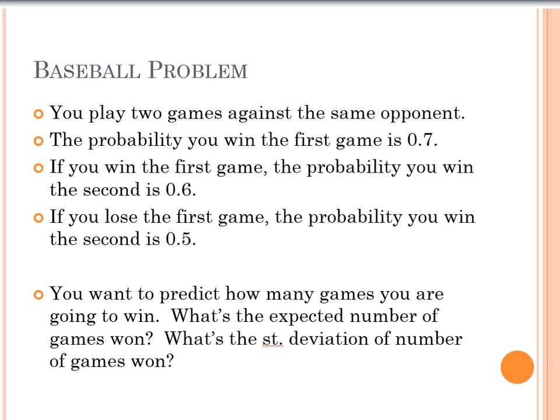Let's start by looking at this problem in which we play a doubleheader of baseball and we want to predict how many games we're going to win. Based on past experience of playing this opponent, we came up with some probabilities. So for the first game, your probability of winning is 0.7. And then the probability of winning the second game is dependent upon how you do in the first game. If you win the first game, the probability you win the second is 0.6. If you lose the first game, the probability you win the second is 0.5. So these are dependent events, and we need to take that into consideration when we're calculating the expected number of games won and the standard deviation.